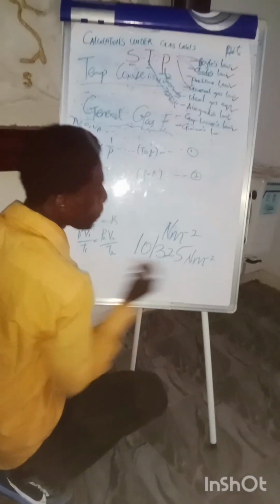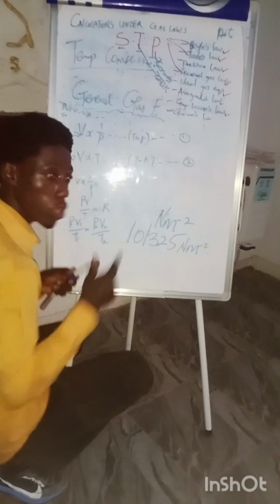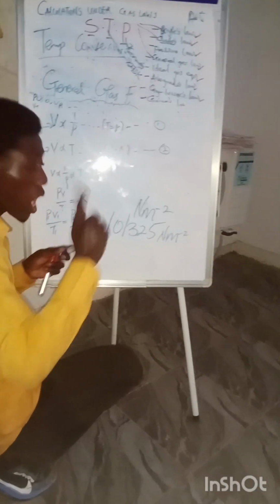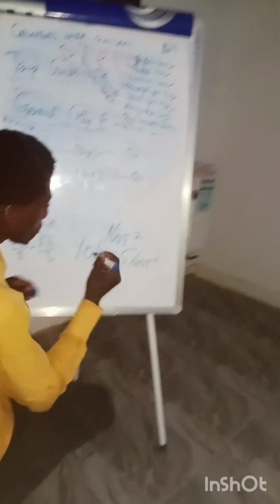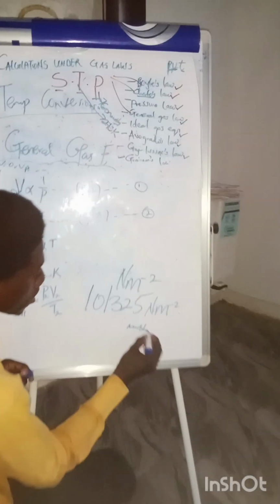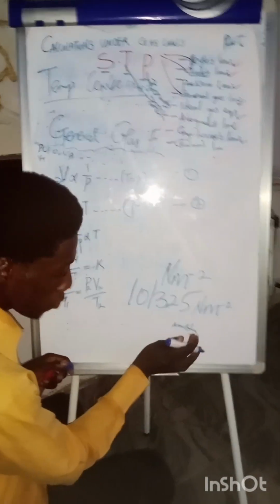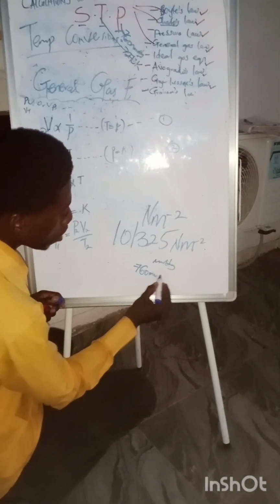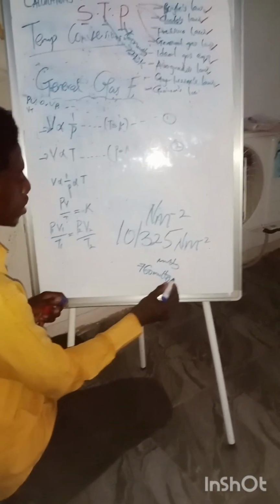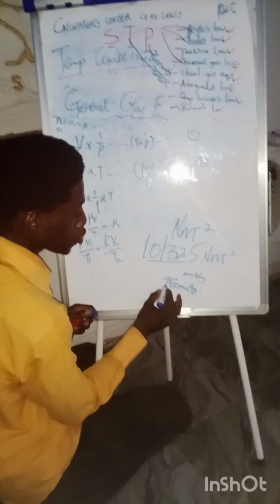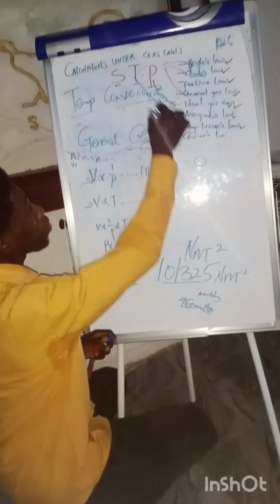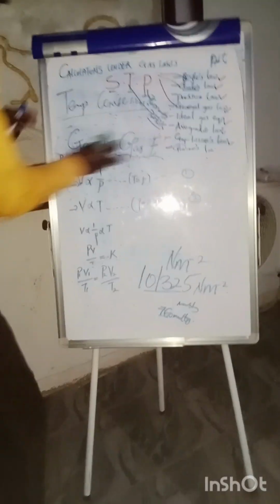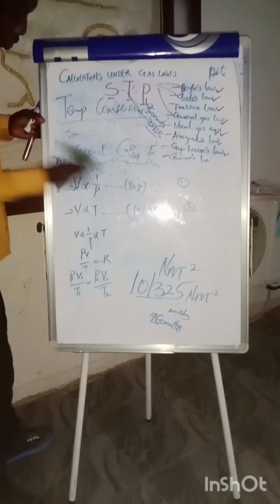Please take note. But if the second value inside that particular question is in millimeter mercury, then the standard value of pressure will now be 760 millimeter mercury. Sure you guys get. So these are values you have to know. So let me clean this board and then we take questions.